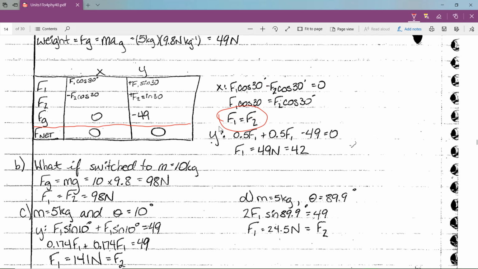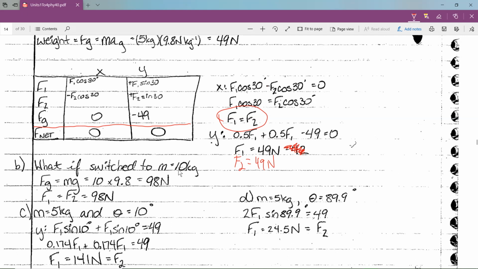The y, well, sine 30 is a half, so 0.5 F1 plus 0.5 F2. Well, I know that F2 is the same as F1, so I can substitute in F2 equaling F1. So 0.5 F1 plus 0.5 F1 plus negative 49 equals 0. So F1 equals 49 newtons. F2 equals 49 newtons as well. Oh, I think that was supposed to say F2, not 42. So F1 and F2 are 49 newtons, so the tension is the same.